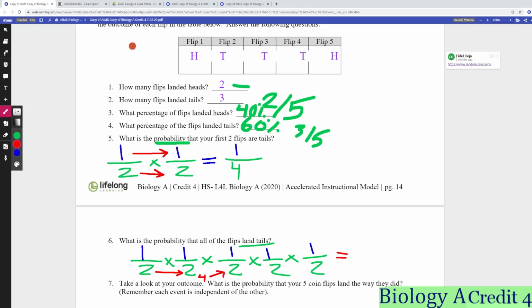4 times the next 2, that's 8. 8 times the next 2, that's 16. 16 times our last 2, that's 32. And then, of course, we're going to multiply the top: 1 times 1 times 1 times 1 times 1. That's easy. That's just 1. So the likelihood of having all 5 of our flips be tails is 1 out of 32 tries. That's not as great.